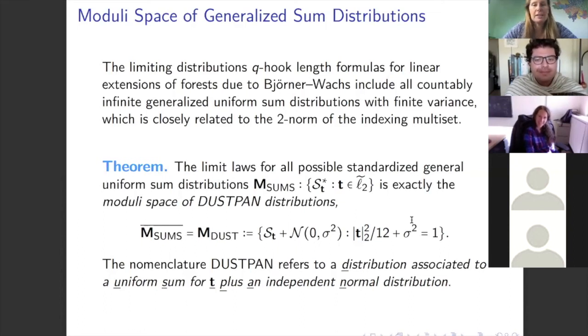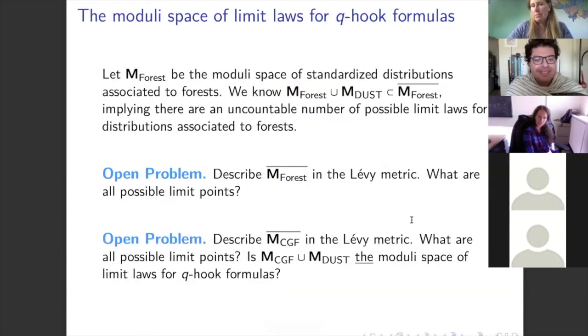And I kind of like the idea of dustpan because these are the limit points that you get. These are like the little dust at the edges that has accumulated. So the best statement that we could make is that for both standard Young Tableau, semi-standard Young Tableau, and for these Q analogs of hook length formulas that are due to Bjorner-Wachs that are associated to forests, we don't know the closure of the corresponding moduli space, but we have said that a bunch of things are included in each of the closures.